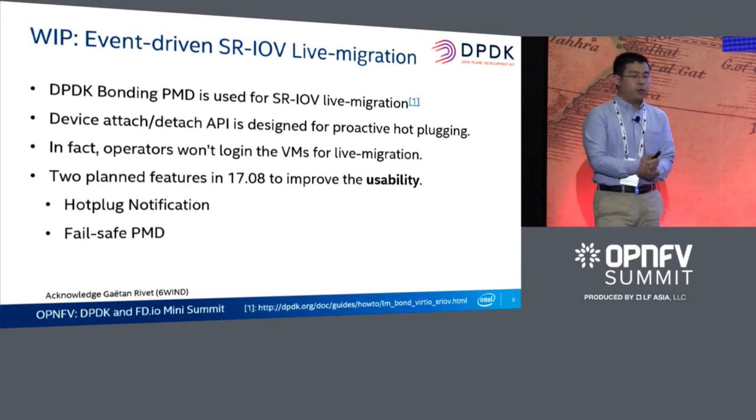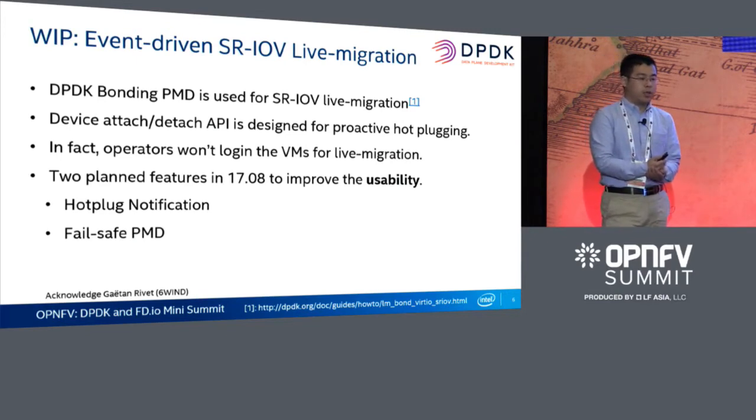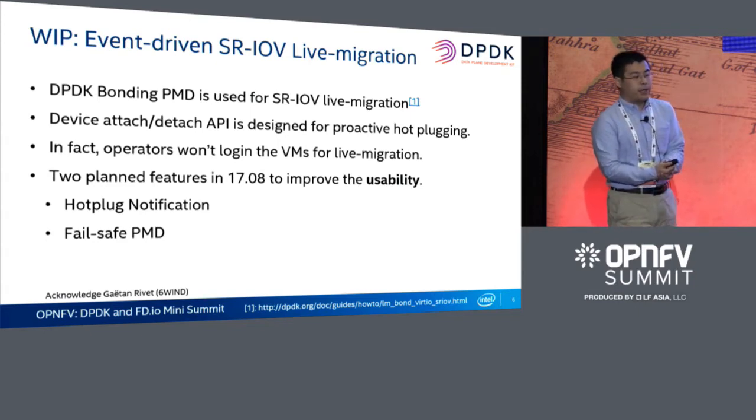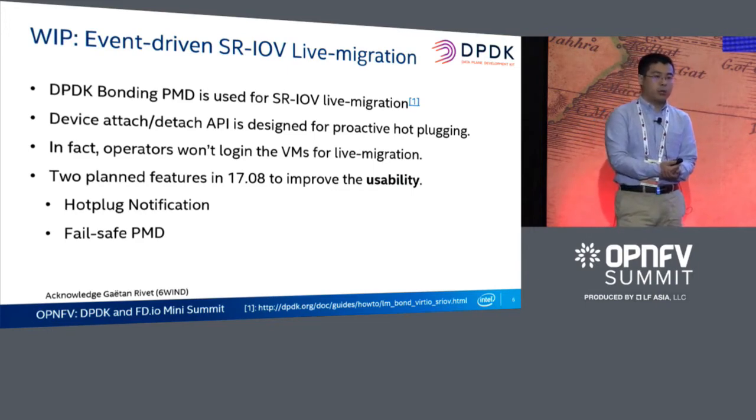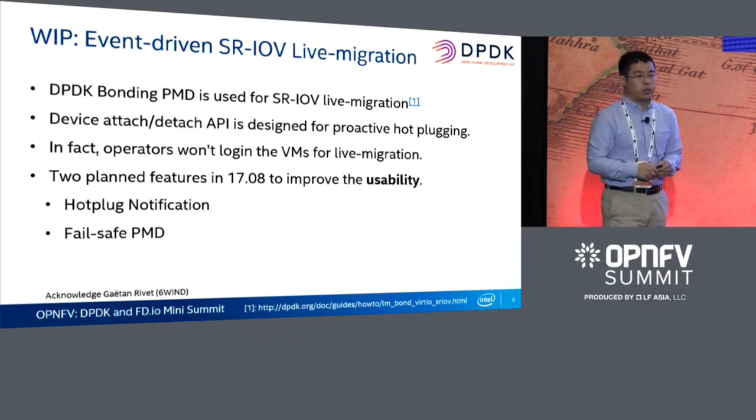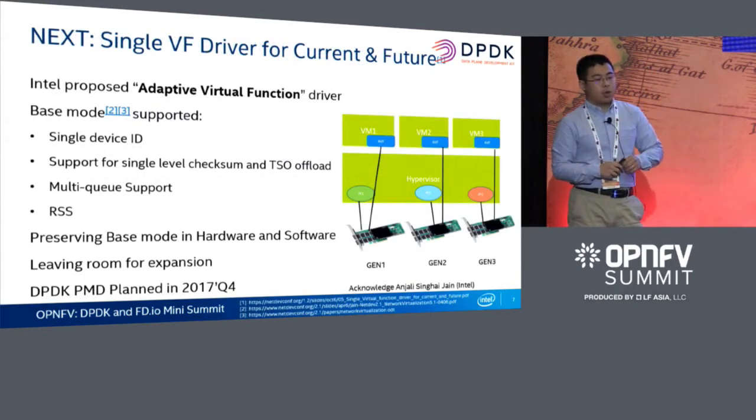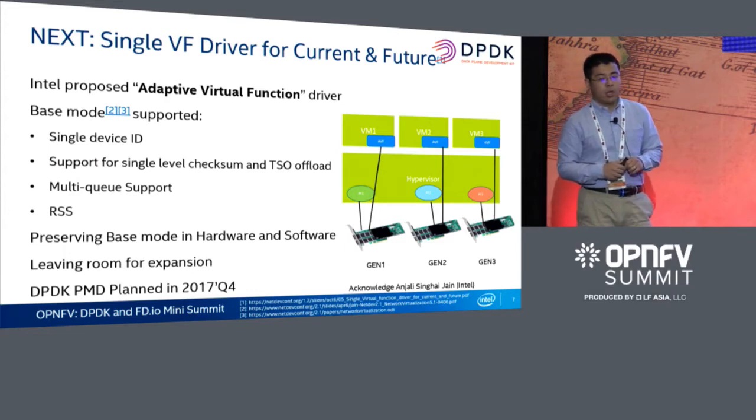But in the real case, we actually want an event-driven approach. So we have two features in the coming releases. One is the hot plug notification, which allows DPDK to be aware of the system-level event from the OS. By taking this event, you can have a fail-safe PMD, which works at the link level to replace the secondary interface, so that the virtual appliance is transparent to those actions. That is one way to improve usability. The next one, which is not exposed in the release roadmap yet, is also to improve usability: provide a single VF driver for the current and next generation of the NIC.